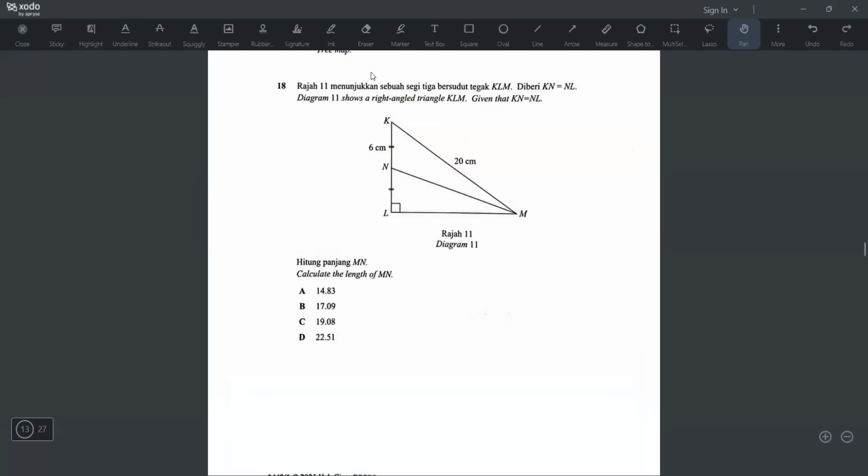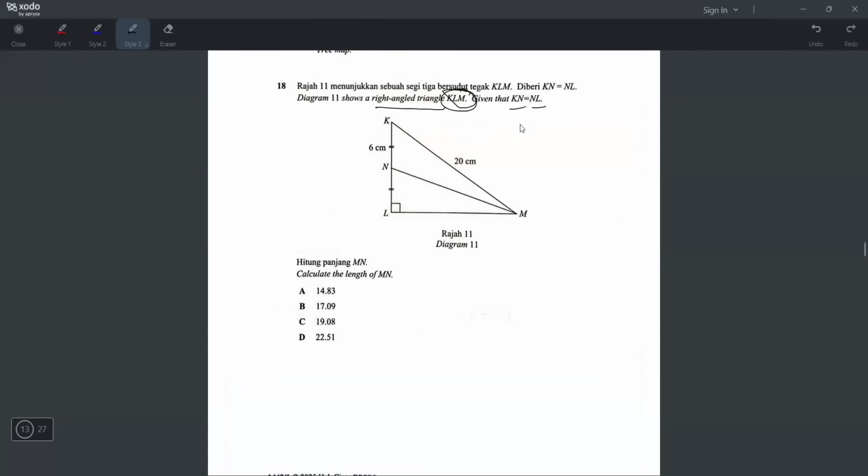Okay, let's continue with 18. Diagram 11 shows a right angle triangle KLM. Alright, this one memang the favorite shape lah. In SPM maths exam, they always ask this shape. So right angle triangle, given that KN is NL, so KN is here, NL is here, so this one also 6, so the whole line here is 12 lah. Calculate the length of MN, which is here. I'll tell you straight away, you have to use Pythagoras theorem to do this question.